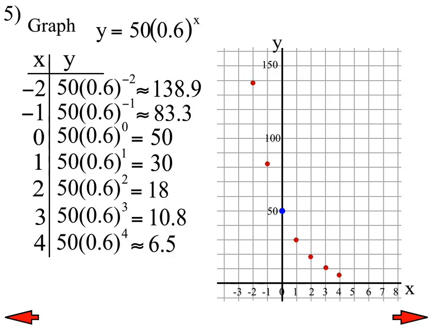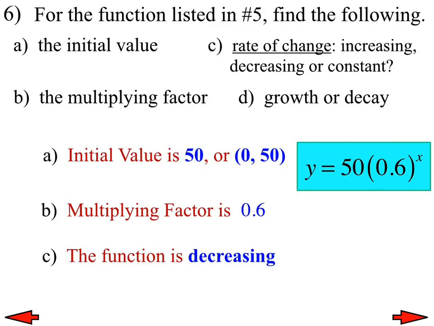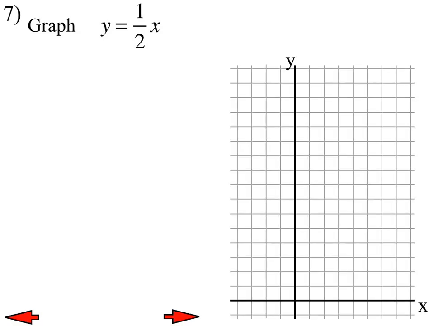All right, and then our graph looks like this, and I'm not going to make you answer those 4 questions again. It is obvious in this one that the initial value is 50 or (0, 50). The multiplying factor is 0.6. It is decreasing, and that represents decay. All right, let's go to number 7. Try that one.